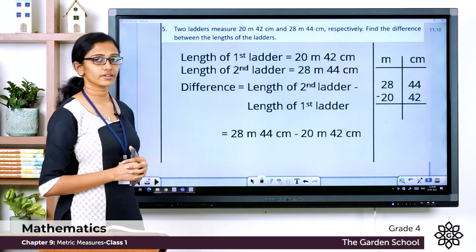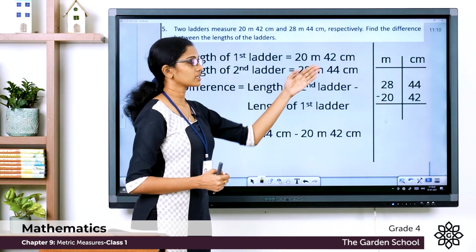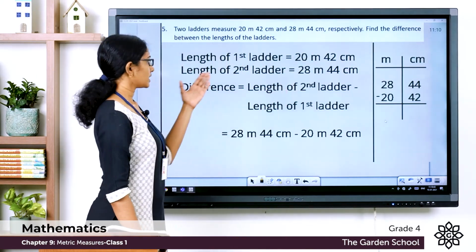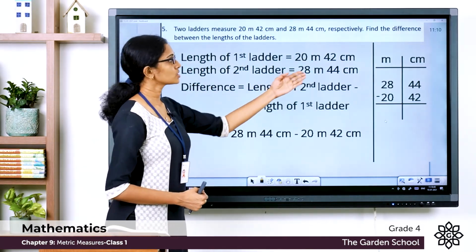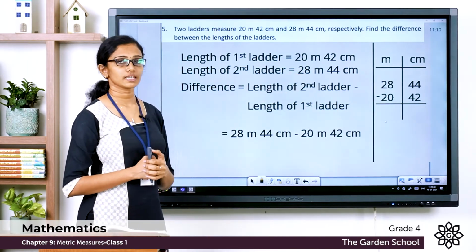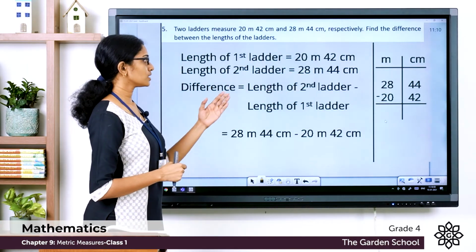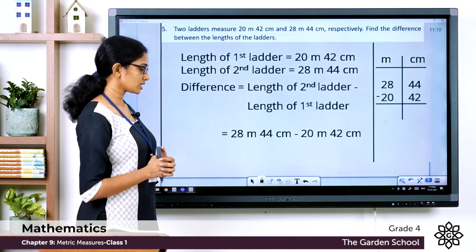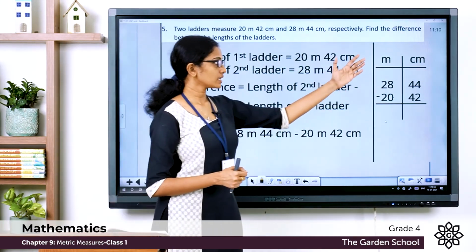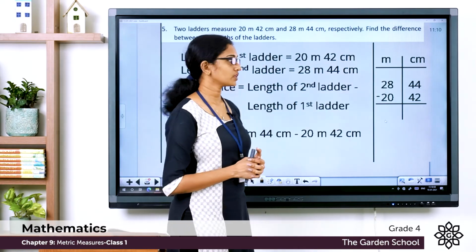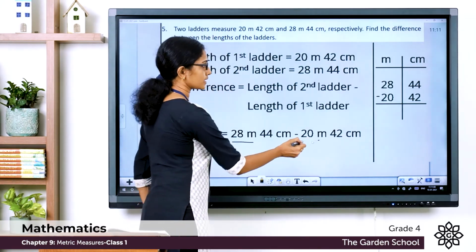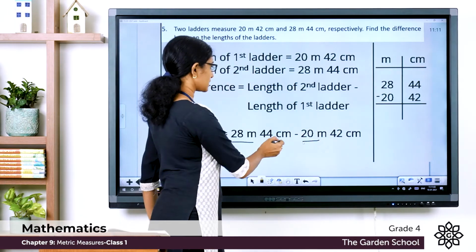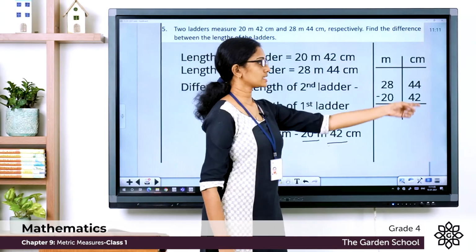Length of the first ladder is equal to the given measurement 20 meter 42 centimeter. Length of second ladder is equal to 28 meter 44 centimeter. And the difference is equal to the length of second ladder minus the length of the first ladder. So we have substituted the measurements. We have written the measurements in the proper columns of units. See, the meters go in the meter column. The centimeters go in the centimeter column.